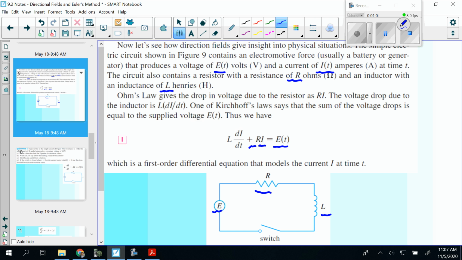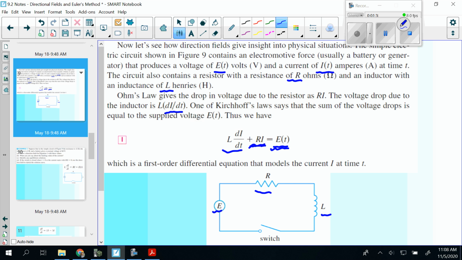Ohm's law, which you don't need to know, gives a voltage drop due to a resistor as R times I. So that's why we see R times I in here. The voltage drop due to the inductor is the inductance times the rate of change of our current with respect to time. So that's what this is. There's also another law called Kirchhoff's law that says the sum of these equals the voltage, and our voltage here is E.